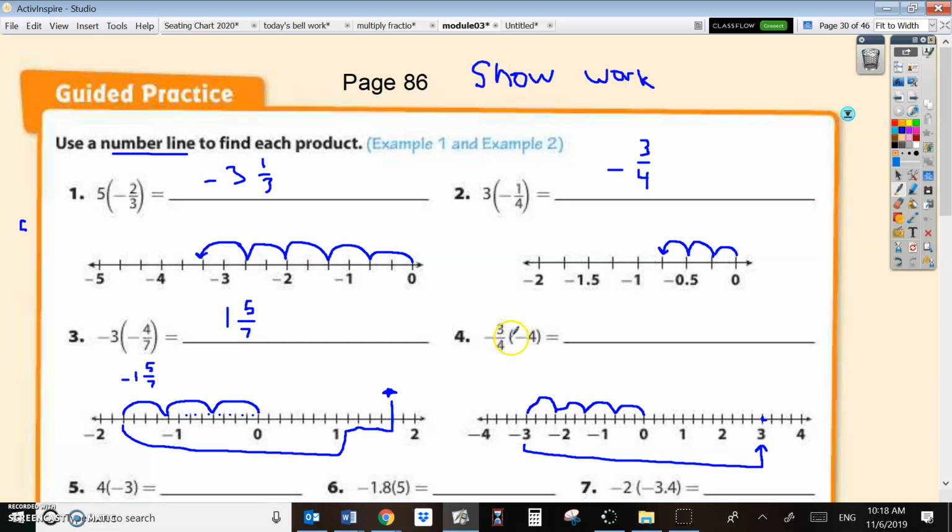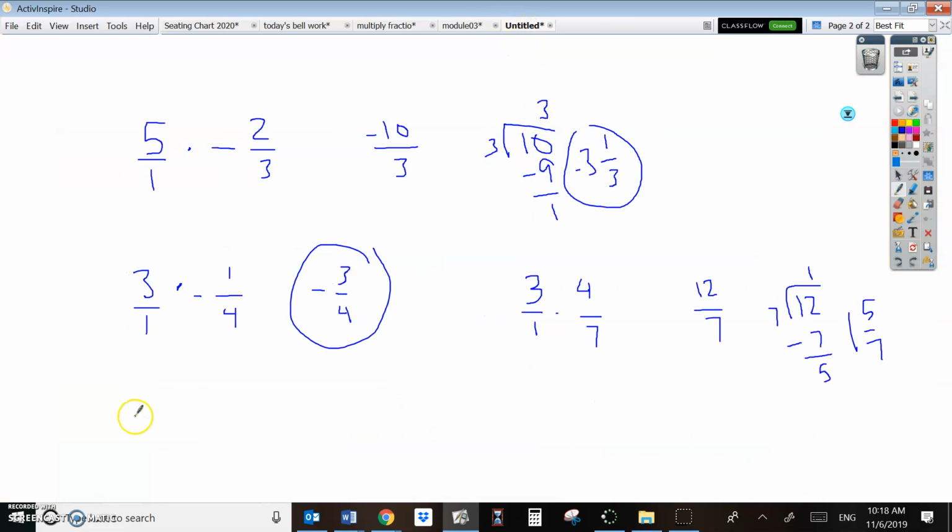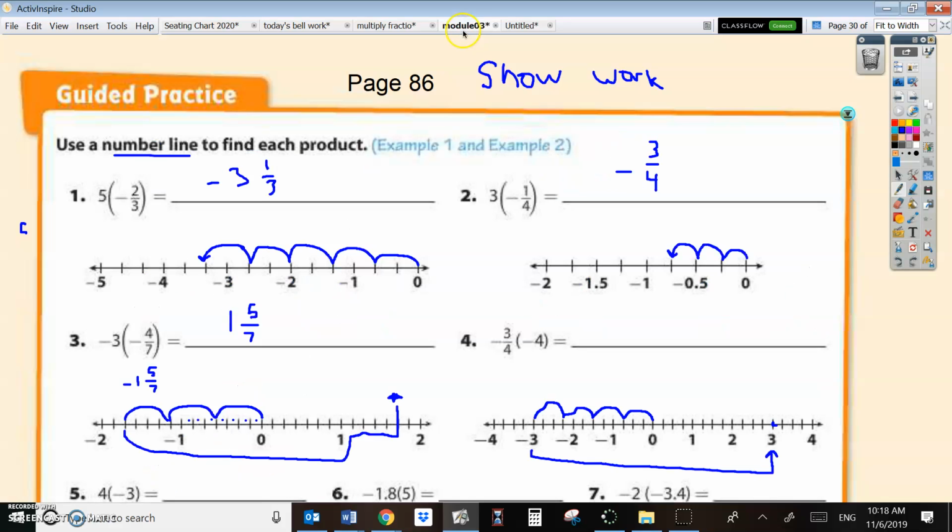And now just do the multiplication version. 3/4 times 4. Num num den den, cross cancel if you can. Cross cancel those 4s. So 3 times 1 is 3. 1 times 1 is 1. So it should just be 3.